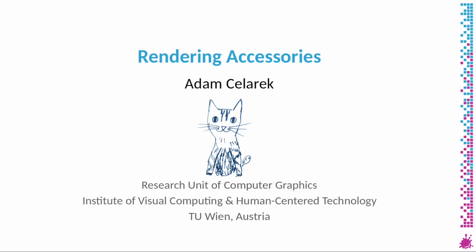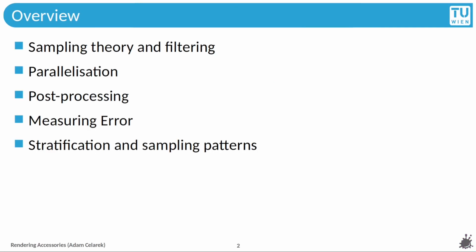This lecture is about rendering accessories. By accessories, I mean things that are important but don't really fit into any of the other lectures. We will start with a bit of sampling theory and learn how to use filtering to prevent aliasing. Next, we'll talk about parallelization and how to deal with filtering in practice.